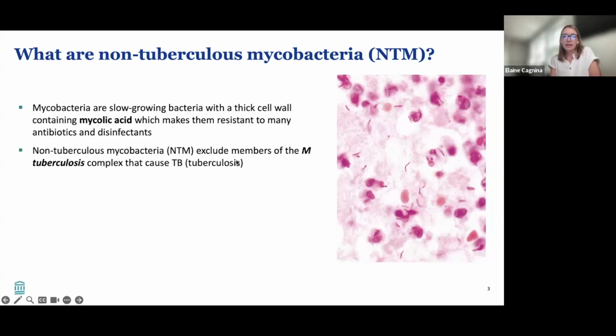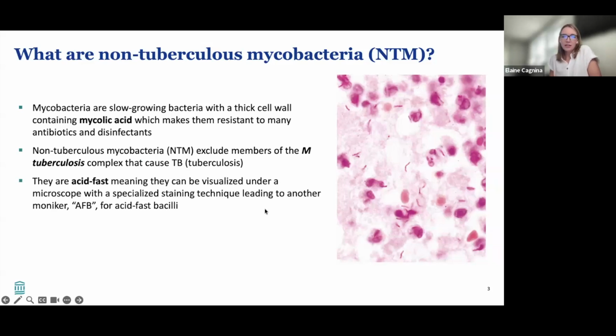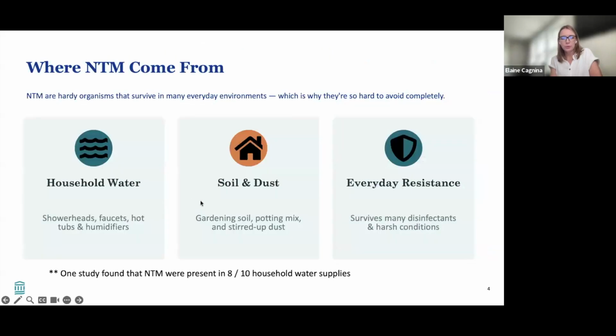They exclude members of the M. tuberculosis complex that cause TB, or the disease tuberculosis, and that's why they're called non-tuberculous mycobacteria. They are acid-fast, meaning that they can be visualized under a microscope with a specialized staining technique, leading to another moniker, AFB, for acid-fast bacilli. In your clinic, we will use the terms AFB and NTM kind of interchangeably. Technically, AFB includes TB, but if somebody is talking to you about AFB, they are generally talking about NTM in the context of CF.